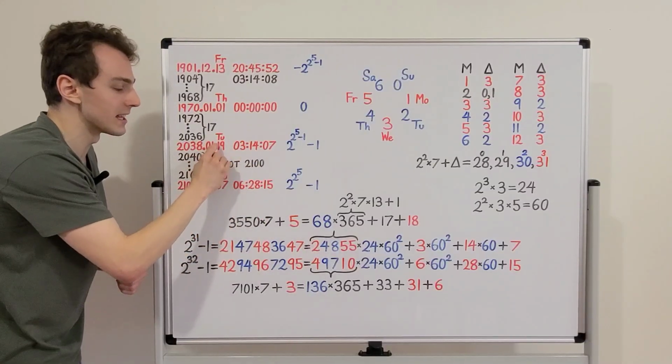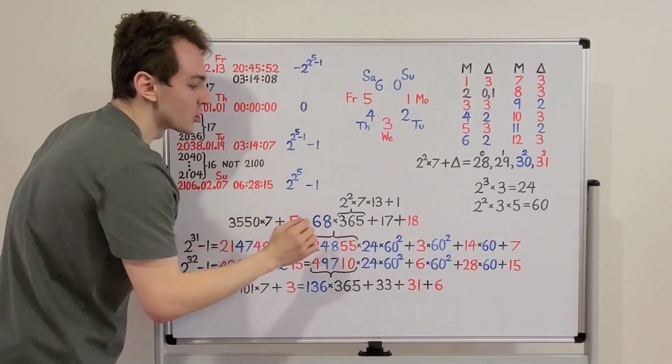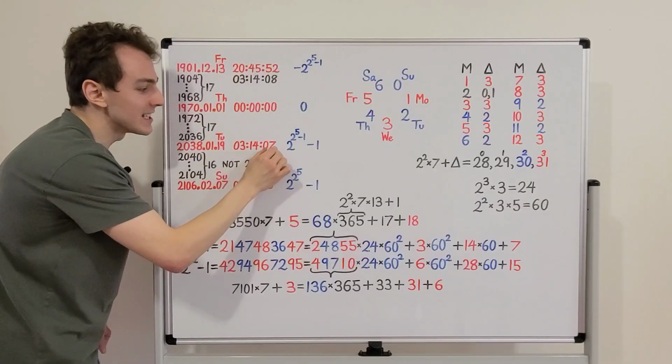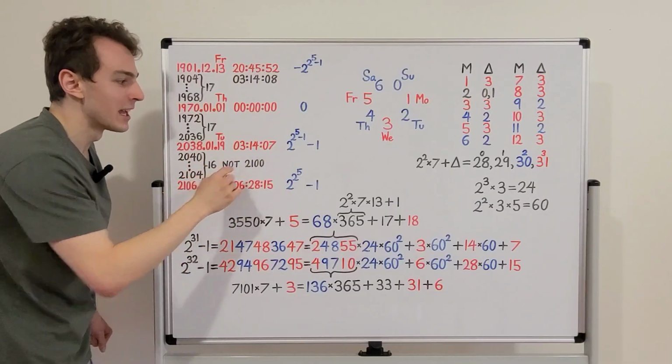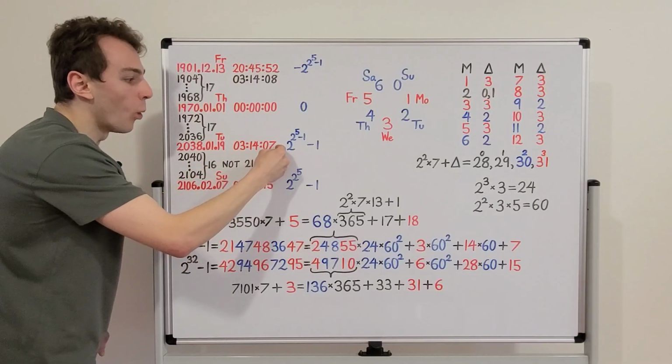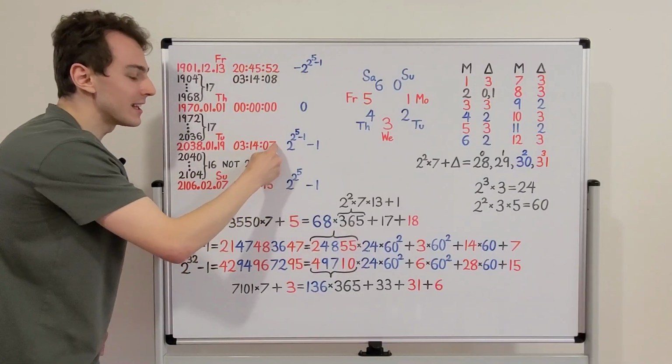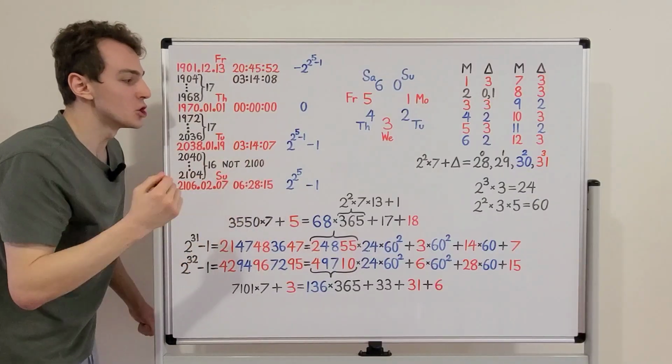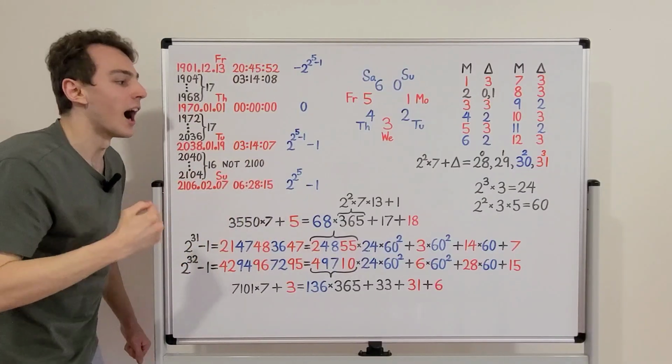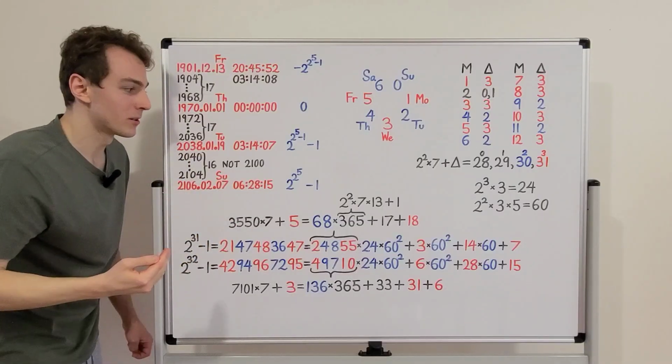So that's why this is the 19th. And then we also have an additional 14 minutes and 7 seconds. And if we tick over 1 more second, then that is equivalent to saying that we have gone 2 to the power of 31 seconds after the Unix Epoch.